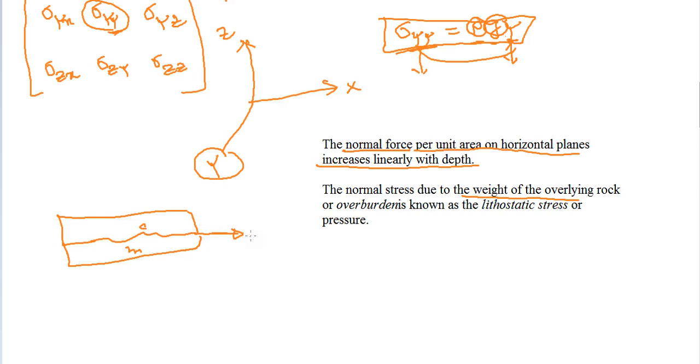So the normal stress due to the weight of the overlying rock, say we are interested to find out the stress at this depth, say y. The weight of the overlying rock, that means the weight of the continents or overburden, is known as the lithostatic stress or pressure, right? So the pressure or stress at any certain depth, due to the weight of the overlying rock or overburden, is known as the lithostatic stress or lithostatic pressure, right? So how can we numerically find this out?